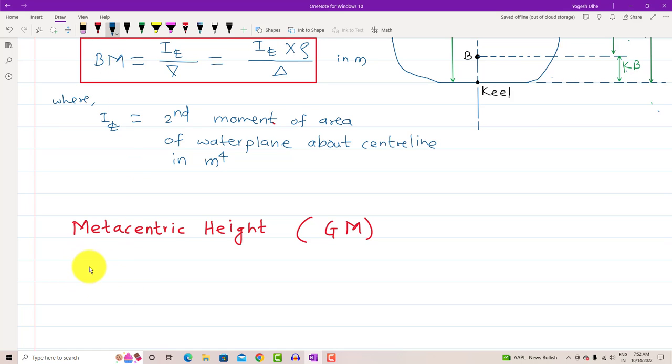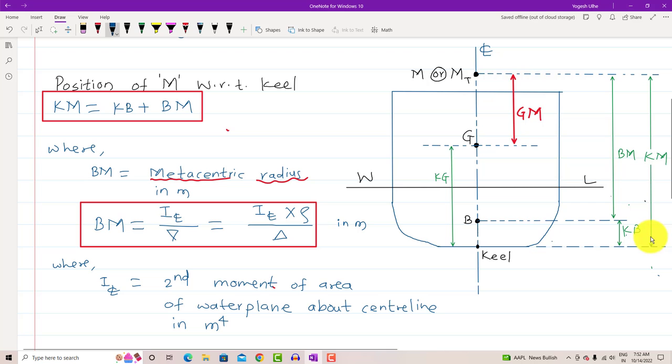So GM, guys, how will we say GM? Just have a look at this drawing. From here to here is GM. From keel to M the distance is KM. The distance from keel to G is KG. So if you want the distance GM, how will we get it? KM minus KG.